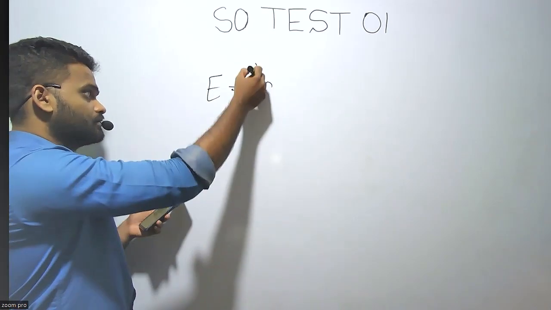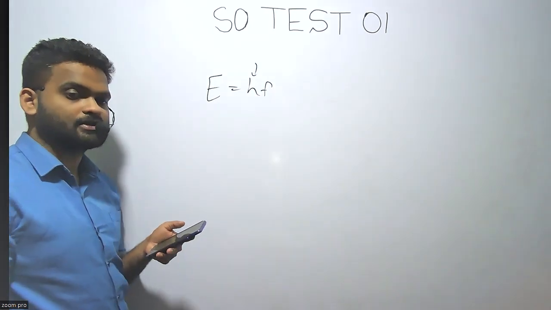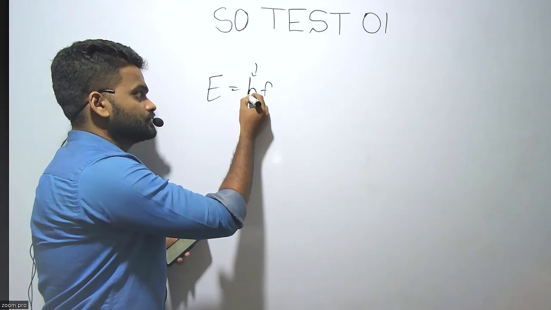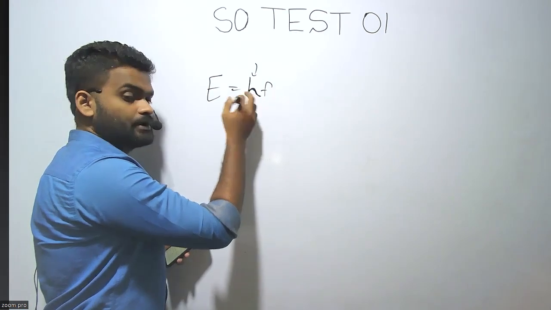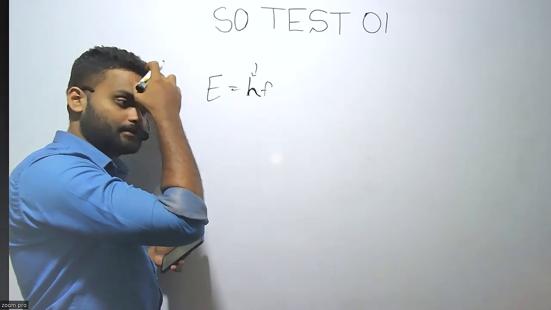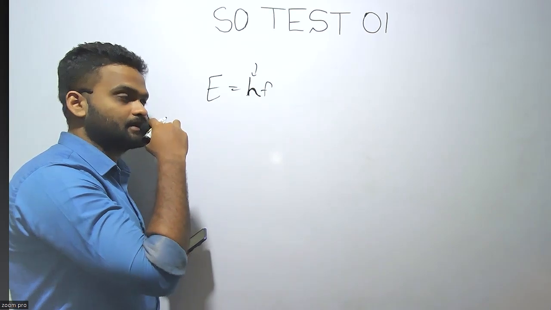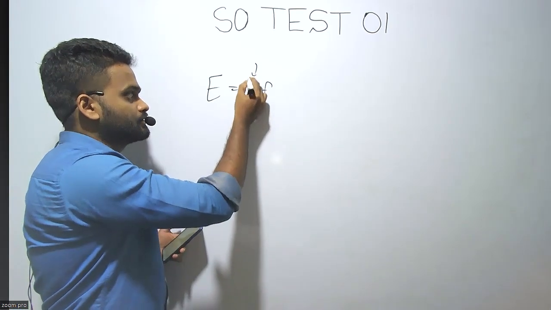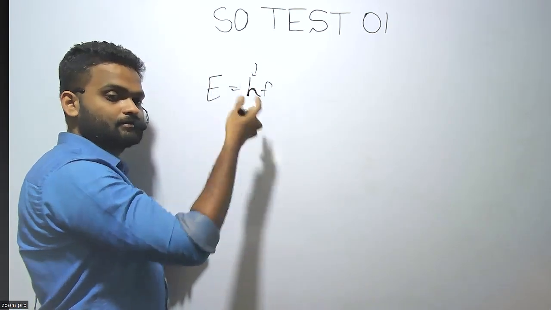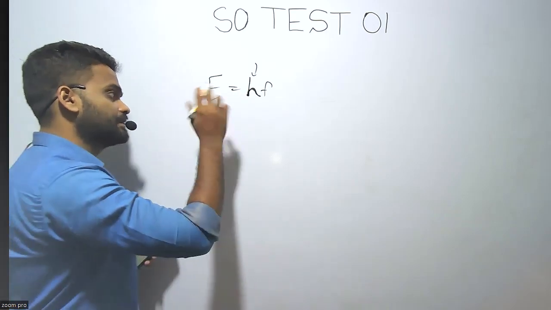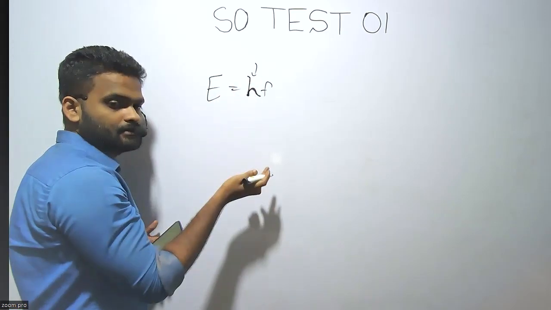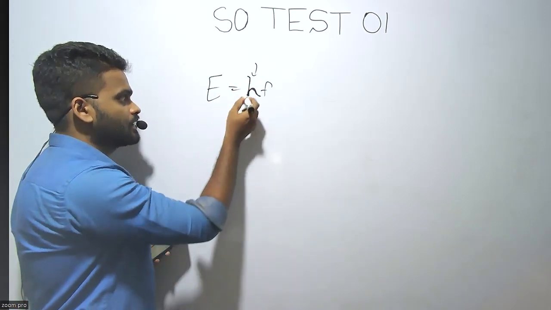H is Planck's constant. So what they ask is the possible units of H, Planck's constant. You will need this when you are learning matter and radiation, right? That is the last lesson of the syllabus, so we'll be using this many times in that lesson. So here you just have to know the units.